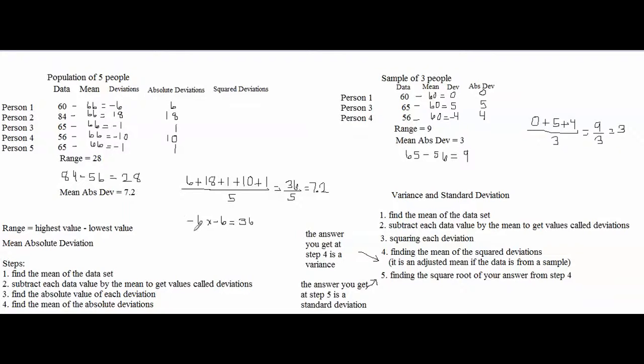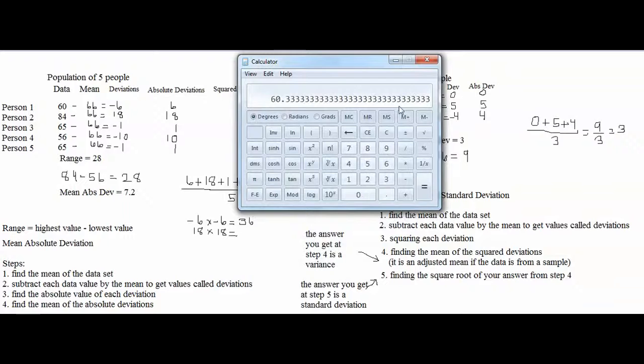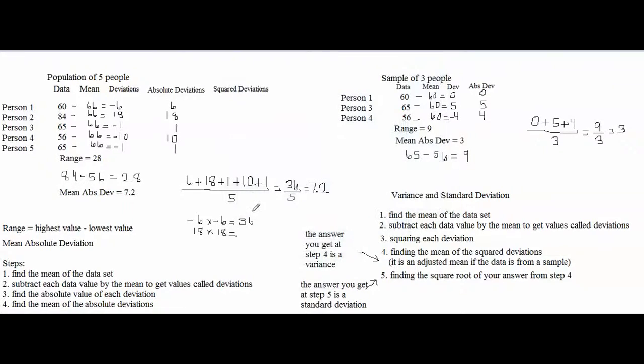Let's now do it with 18. 18 squared is 18 times 18. So just multiplying each deviation by itself. We get 324. Next we'll just multiply negative 1 by itself, which will be negative 1 times negative 1. Negative 1 times negative 1 is just 1. The negatives cancel out.